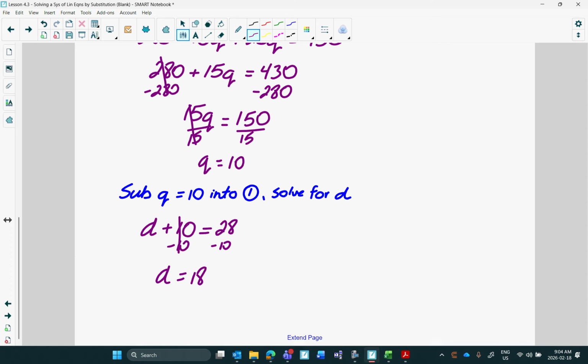Now, when you solve a problem, you've got to write your final answer in a sentence. So you want to say there are 10 quarters and 18 dimes. And you've solved it. Okay.